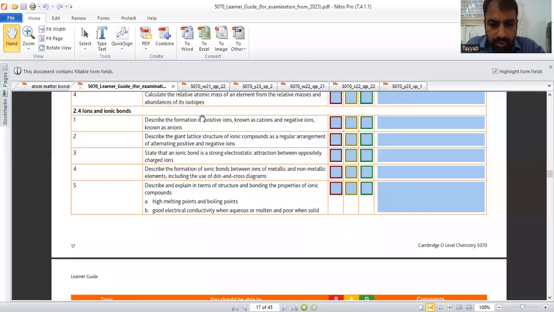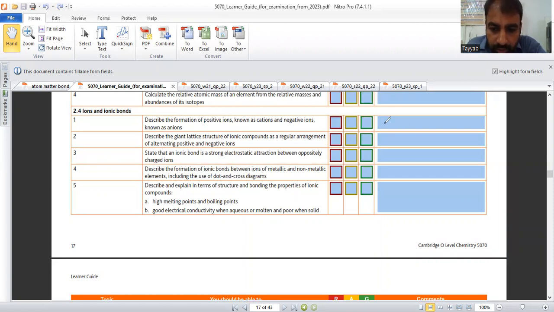Yes, dear students, now we are going to start revision of the bonding chapter. In the bonding chapter, first you can see we will start with ionic bonding. So before that, we should know what ions are. When an atom gains or loses electrons, it changes into ions.